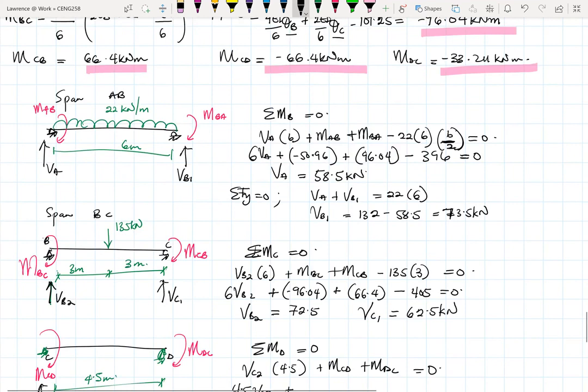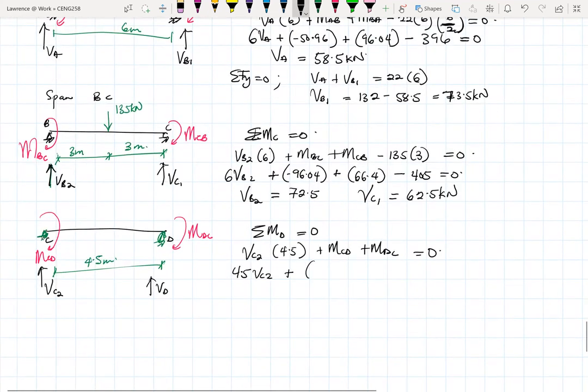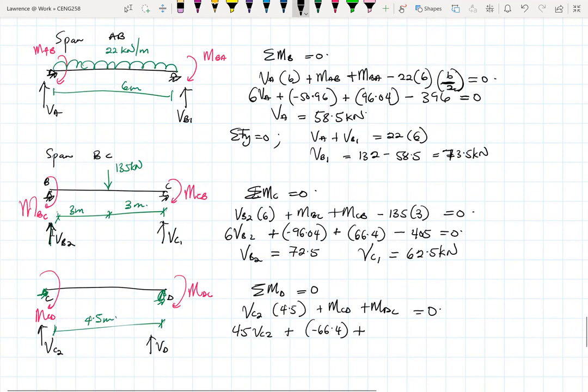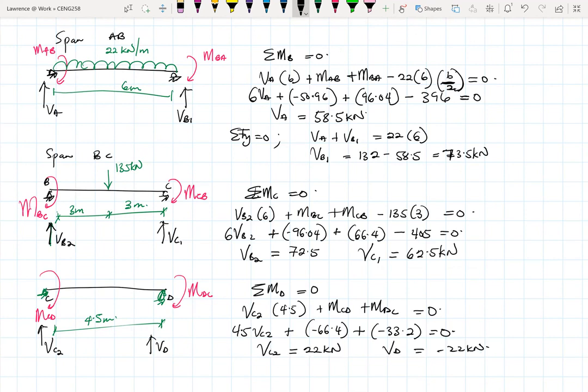So we come back here, MCD is minus 66.4. Then our MDC is also minus 33. So into brackets, minus 33.2, and this should be equal to 0. Okay, so VC2 then will be 22 kilonewtons, and then VD will be minus 22 kilonewtons.